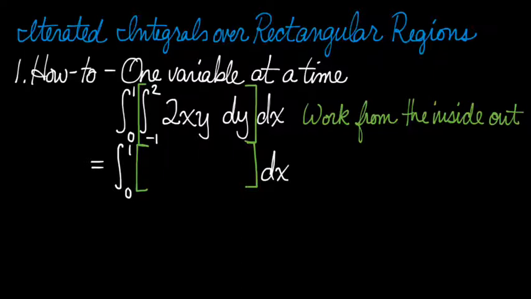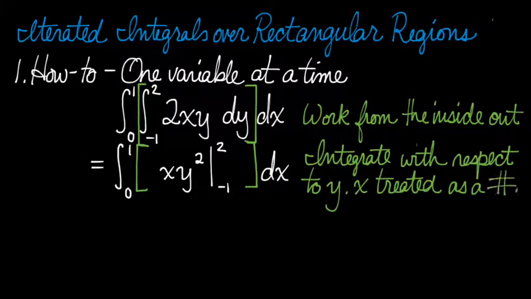Next, I need to take the antiderivative of 2xy, right? So the secret here is to treat y like a variable and treat x like a number. And so what works here is the reverse power rule. It becomes x times y squared. X is being treated just like if there were a 3 there. No problems.